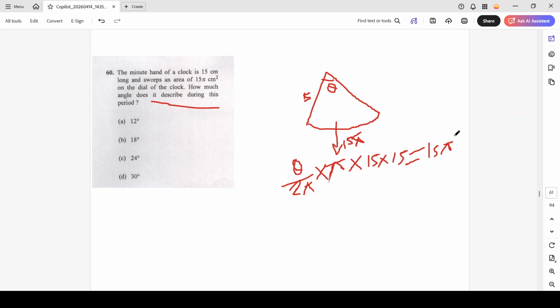Okay, now 15 pi cancels out with 15 and pi, and now what are we left with? Theta is equal to 2 pi. 2 pi is basically what? 360 degree upon 15. Now we cancel out 15: 2 15s are 30 and 4 15s are 60. That means 24 degree will be the angle swept by the minute hand if it covers an area of 15 pi, if it has a radius of 15 centimeter.